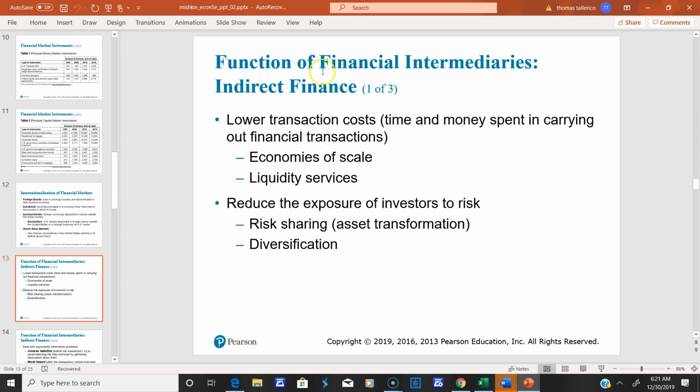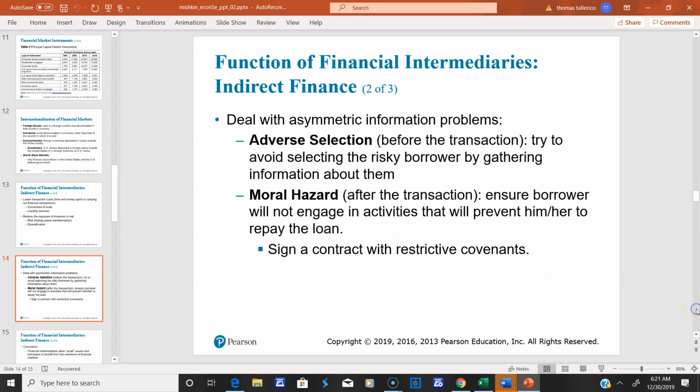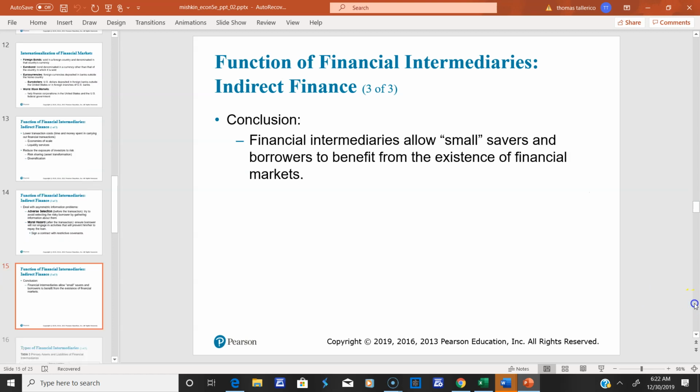Indirect finance is basically buying through intermediaries, that's mutual funds. And they say lower transaction costs. These slides are a little old because now you can buy through Fidelity directly, right? And don't pay any transaction costs. Basically, the mutual funds deal with the asymmetric information problem because they get the most up to date information, right? Asymmetric means we're not all getting the same amount of information, and there may be some moral hazard associated with that. So it makes sure the borrower doesn't engage in activities that will prevent them from repaying the loan.